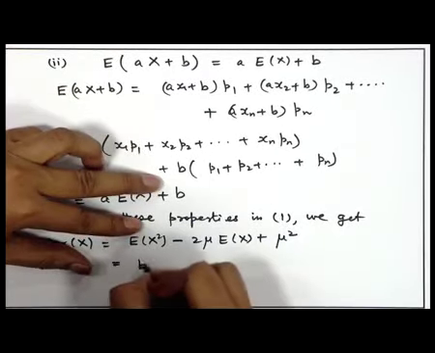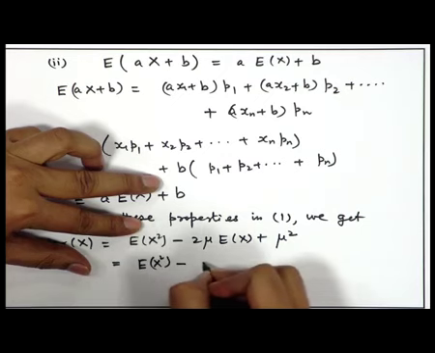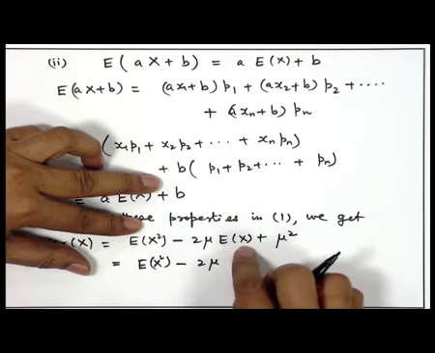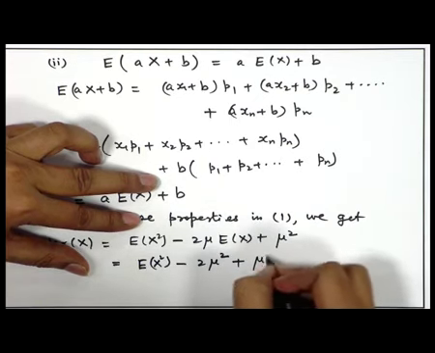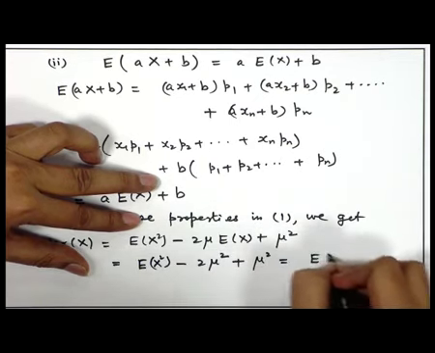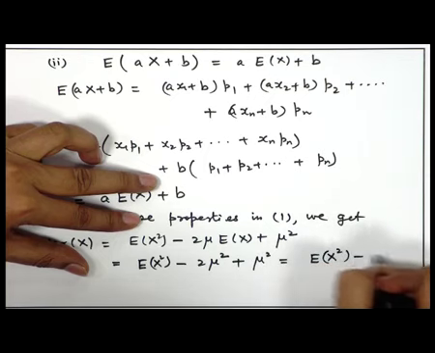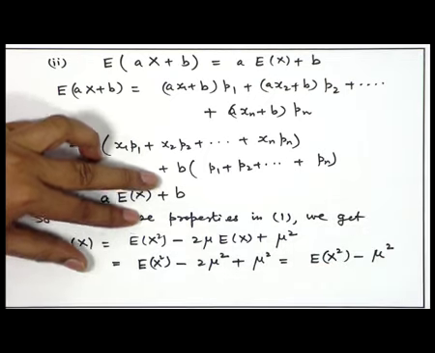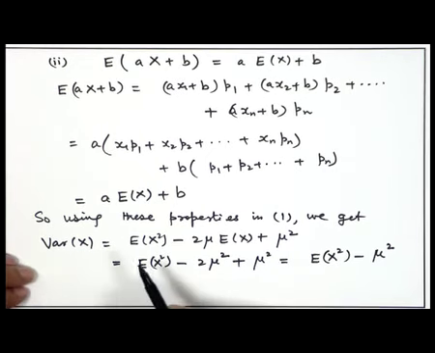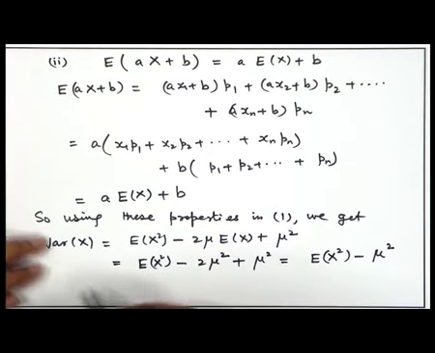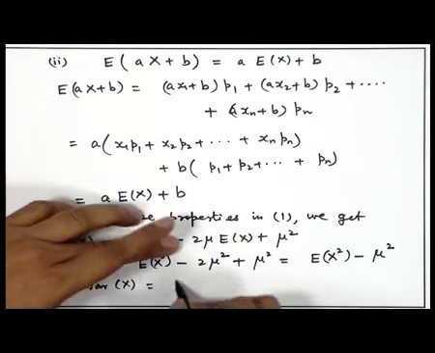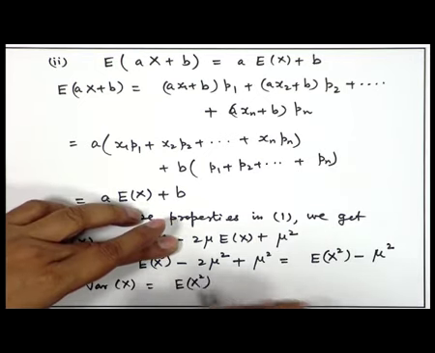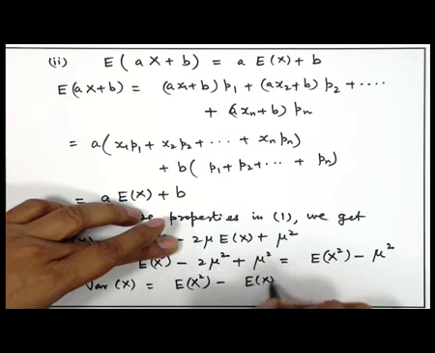So we can write it as expectation of x square minus 2 mu, and what is expectation x? That is mu. So it becomes 2 mu square plus mu square, that is equal to expectation of x square minus mu square. So this is an alternative formula for calculation of the variance of x. That means we can say variance of x is equal to expectation of x square minus expectation of x whole square.